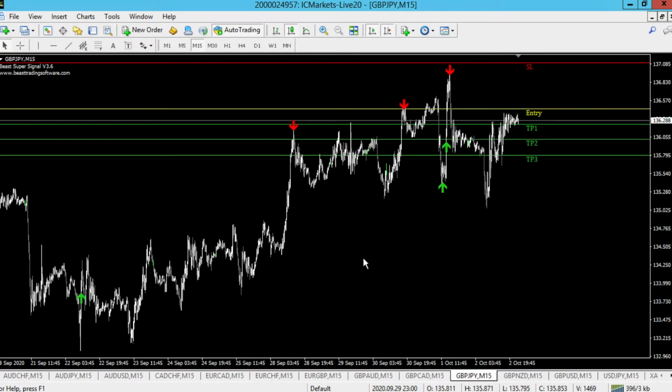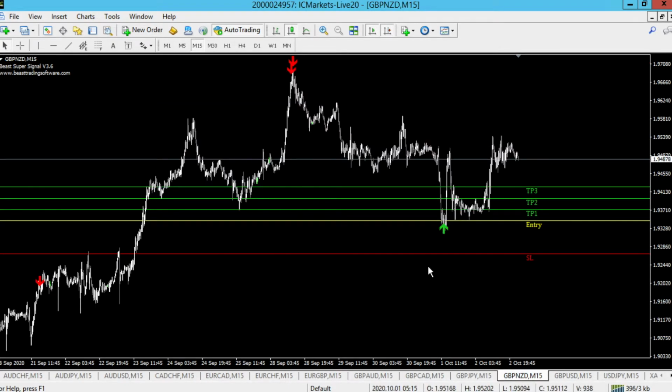And moving on to the dragon, here we have this signal here. It looked like it probably would have hit profit. This hit profit, this would have hit profit, this hit profit, this hit. So overall, another fantastic week for trading the dragon with our indicator.